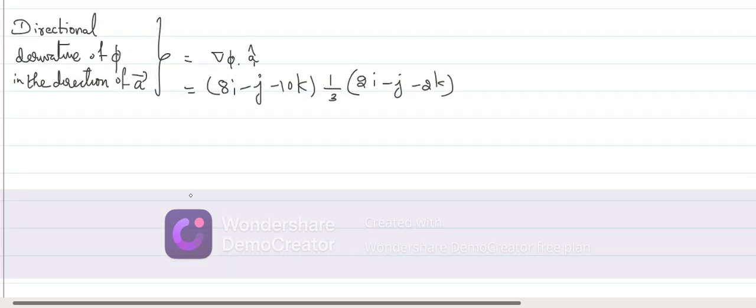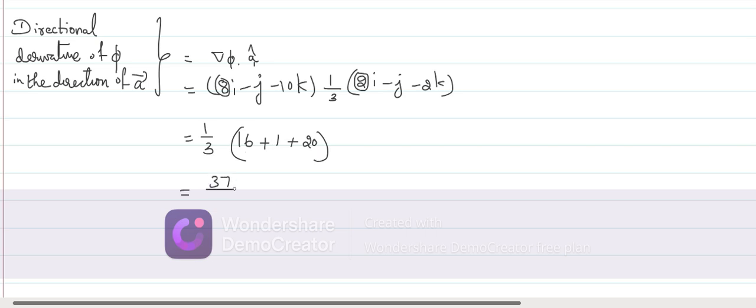Fine. So let me take this 1 by 3 outside and let us multiply the coefficient of i. I'm doing the vector multiplication, right? So 8 2s are 16, plus coefficient of j is -1, -1 into -1 plus 1, plus the coefficient of k is -10, the coefficient of k is -2. So -10 into -2 is 20. So what is this? This is the 16, 20, 36, 37.